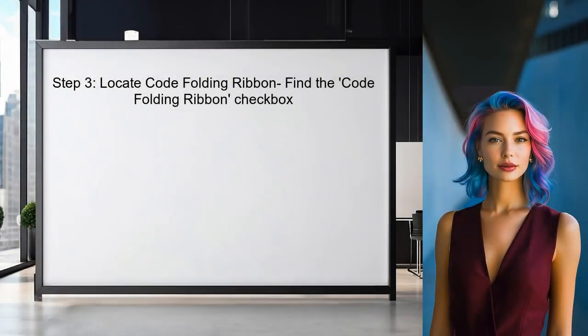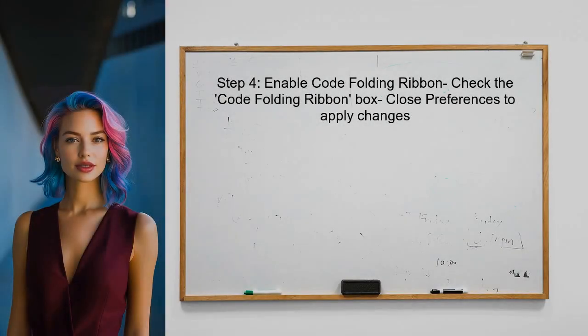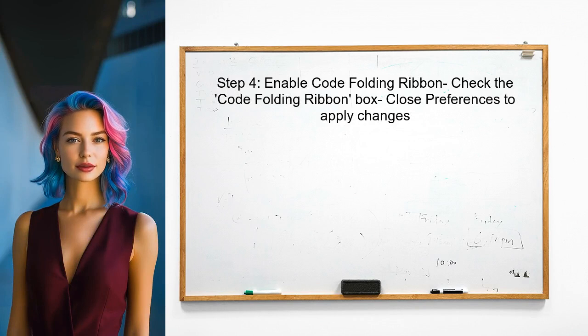In the Text Editing section, the user should look for the option labeled Code Folding Ribbon. This option controls the visibility of the code folding feature. Finally, the user should ensure that the code folding ribbon box is checked. This will enable the code folding feature, allowing them to expand or collapse braces and brackets easily.